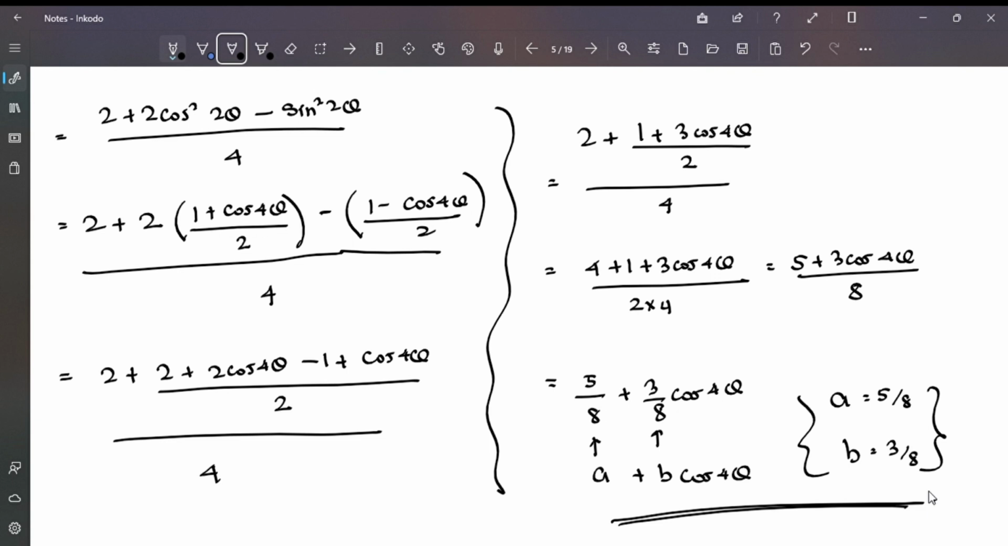These are the answers. Okay, first part done. As for the second part, they are asking you to sketch the graph. Sketch the graph y equals 8 cos to the power 6x plus sin to the power 6x.